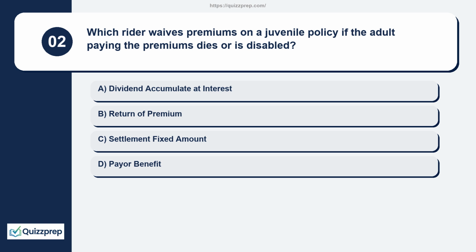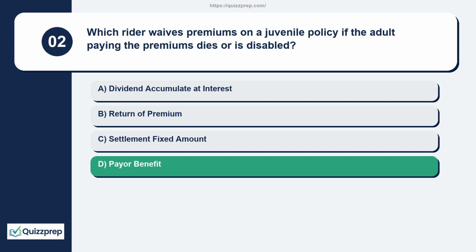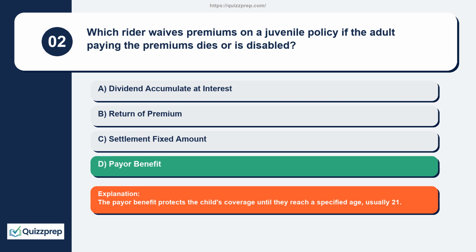Question 2. Which rider waives premiums on a juvenile policy if the adult paying the premiums dies or is disabled? Dividend accumulated interest, return of premium, settlement fixed amount, payor benefit. The payor benefit protects the child's coverage until they reach a specified age, usually 21.